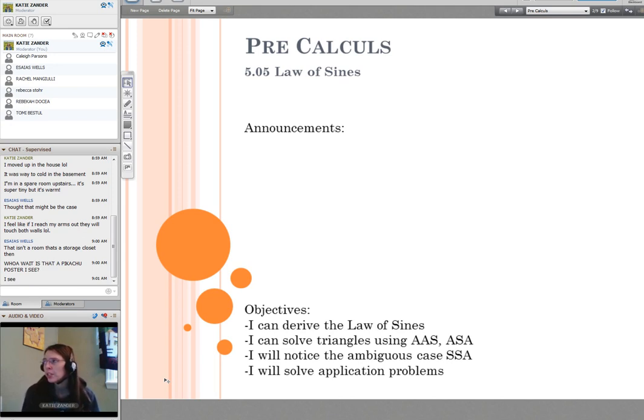I know that there were some issues with 5.04 and using some of those identities, like your half angle identities and stuff like that. Are there any major questions you want me to look at here, or do we want to save those for office hours? And should we just jump into 5.05? All right, then we're just going to proceed forward into 5.05 and look at our law of sines.